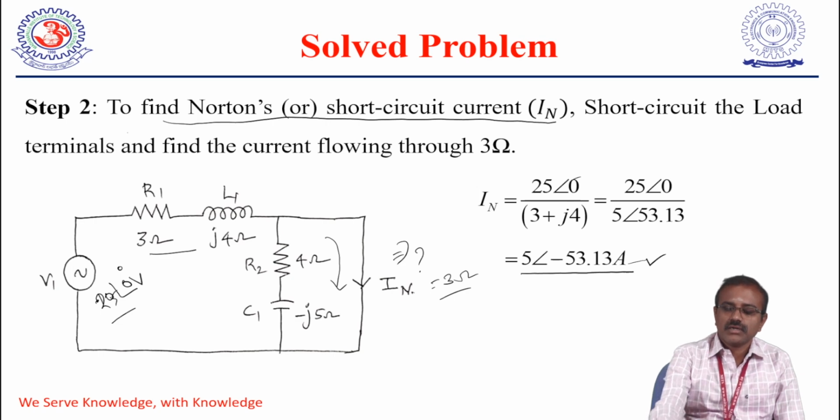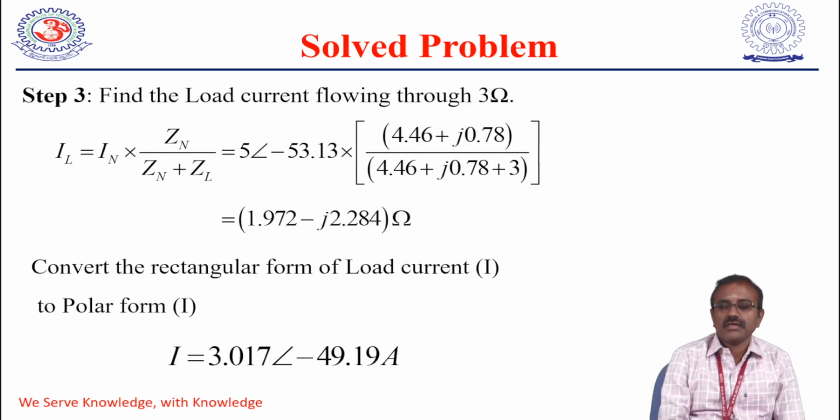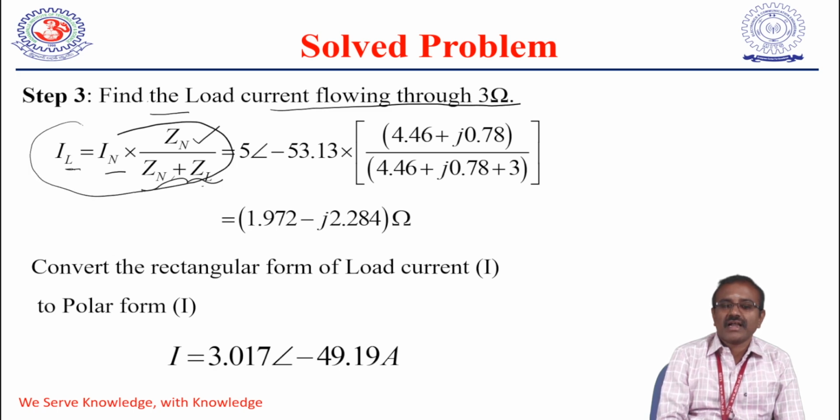Next one, step number 3. What is step number 3? Find the load current, the load current flowing through the 3 ohm resistor. So IL is equal to IN times Zn divided by Zn plus ZL. This is the formula for the current division rule.